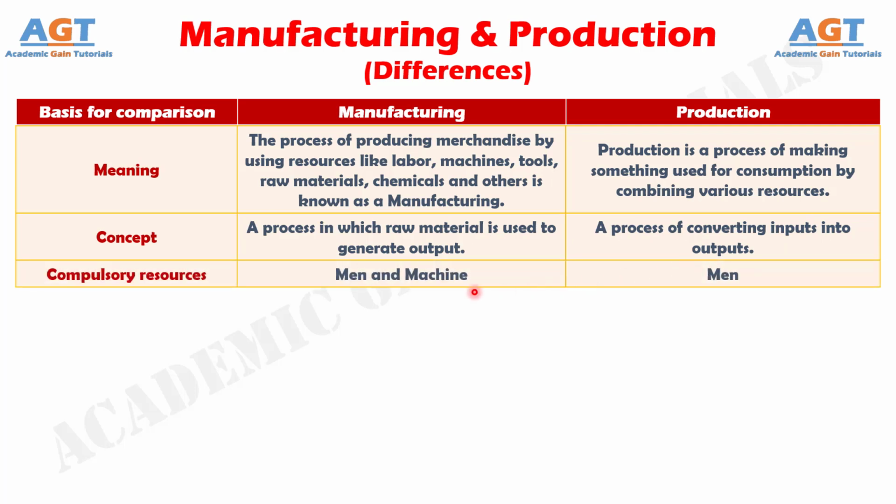Number 3. A man-machine setup should be there for manufacturing of goods, which is not the case for production, because man alone is sufficient for producing output.